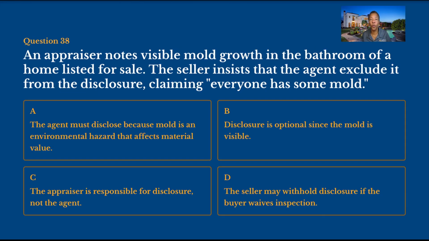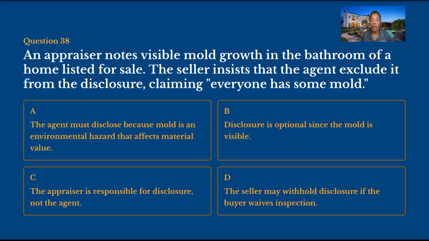38. An appraiser notes visible mold growth in the bathroom of a home listed for sale. The seller insists that the agent exclude it from disclosure, claiming everyone has some mold. A. The agent must disclose because mold is an environmental hazard that affects material value. B. Disclosure is optional since the mold is visible. C. The appraiser is responsible for disclosure, not the agent. And D. The seller may withhold disclosure if the buyer waives inspection.